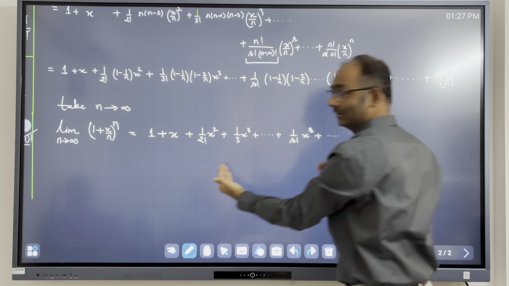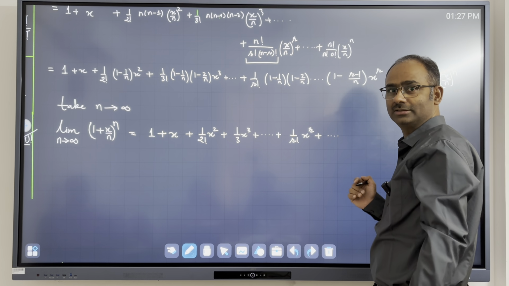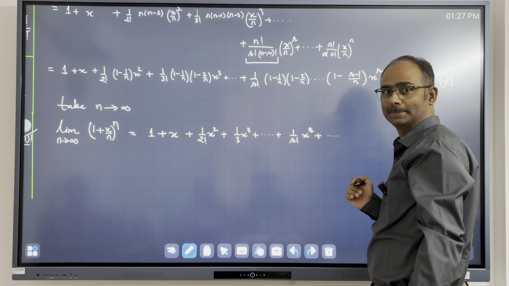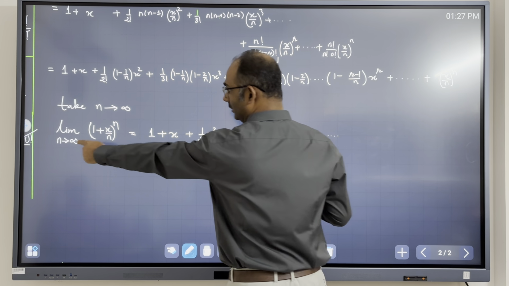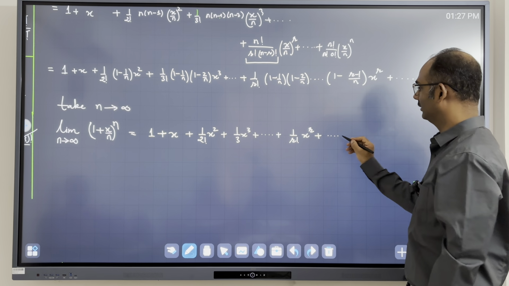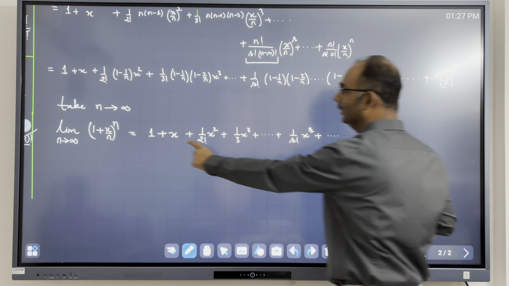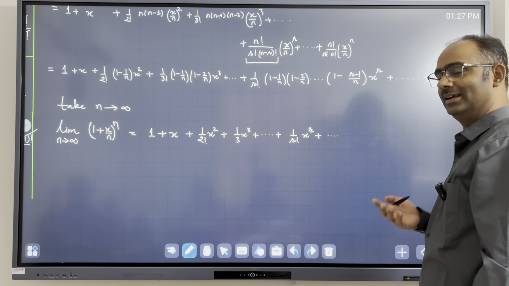You can write the last one? There is no last term. It's an infinite series, right? n is infinity. I have taken the limit already. Taken the limit now. So there is no last term. This is infinite. So it keeps going on. That's why I am writing dot dot dot. Okay. So the last term will be 0? No, there is no last term.